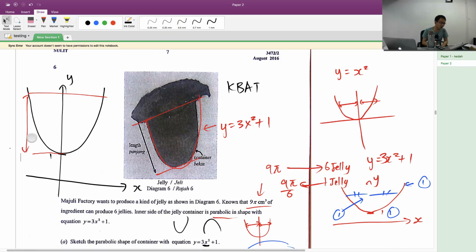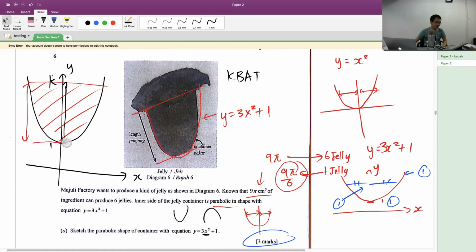So what I will do is, of course, I need to find the volume of this one, because I know the volume for one piece of jelly is 9 pi over 6. If this one I call 1, maybe I say up to k. Maybe the height here is k. That means from 1 to k. So I want to find k, then I use k minus 1 and I can get the length.